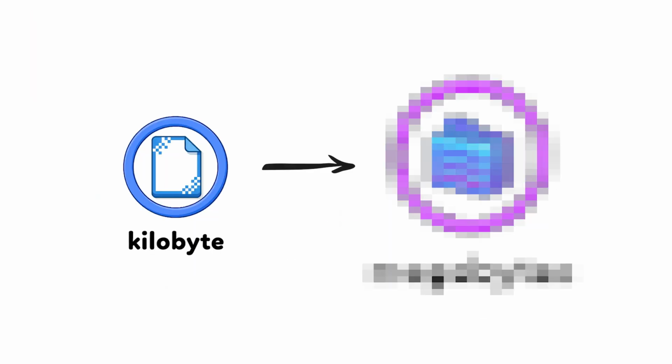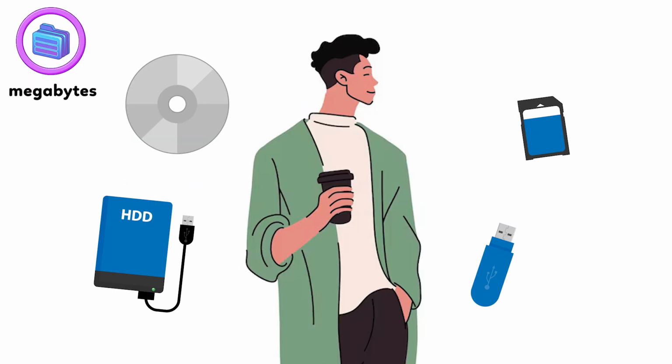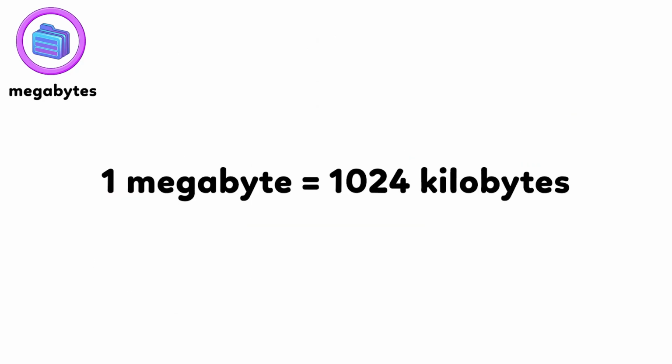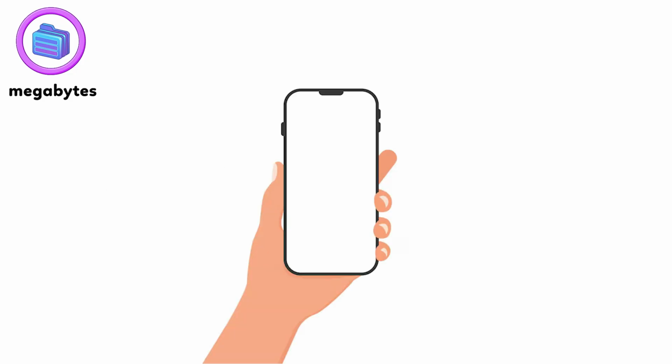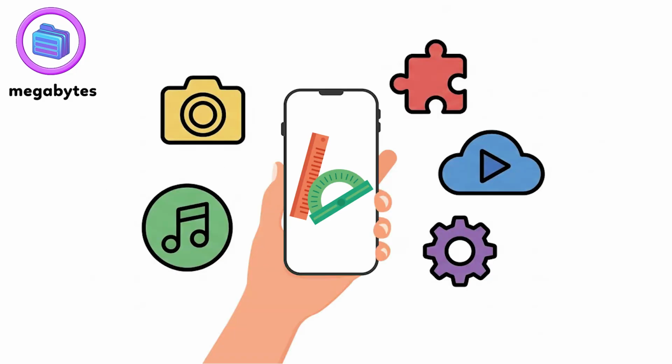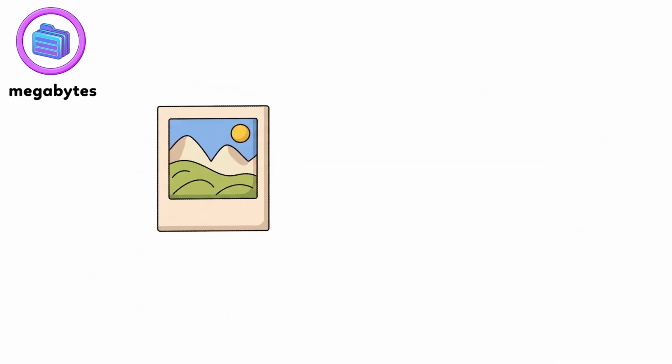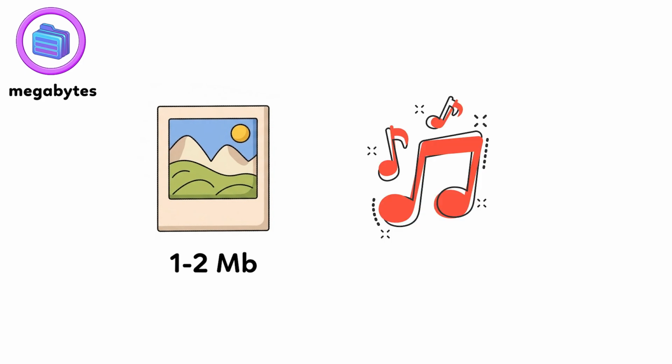The next level brings us to megabytes, where digital storage starts feeling more familiar to modern users. 1 megabyte equals 1,024 kilobytes, or roughly 1 million bytes. This is where we begin seeing measurements that relate to everyday digital activities. A typical photo from your smartphone camera takes up between 1 and 2 megabytes, depending on the quality settings and what's in the picture. Music files also live comfortably in the megabyte range. A 3-minute song in MP3 format usually requires about 3 to 5 megabytes of storage space.